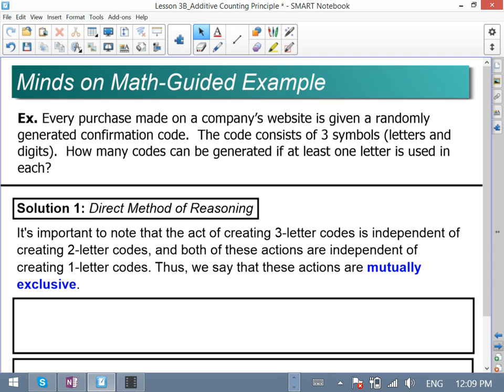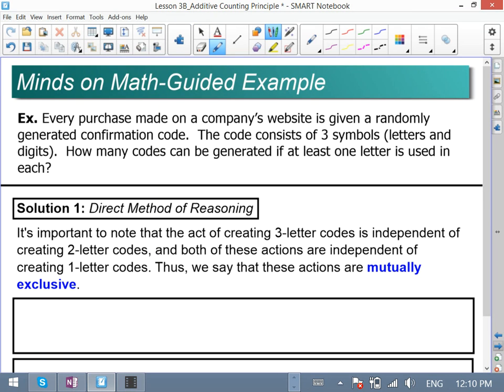So here is our problem. A company's website randomly generates confirmation codes, and you've probably seen this when you go online to register an account or buy something. The code consists of 3 symbols, made up of letters and numbers. I would ask us to figure out how many codes can be generated if at least 1 letter is used in each.